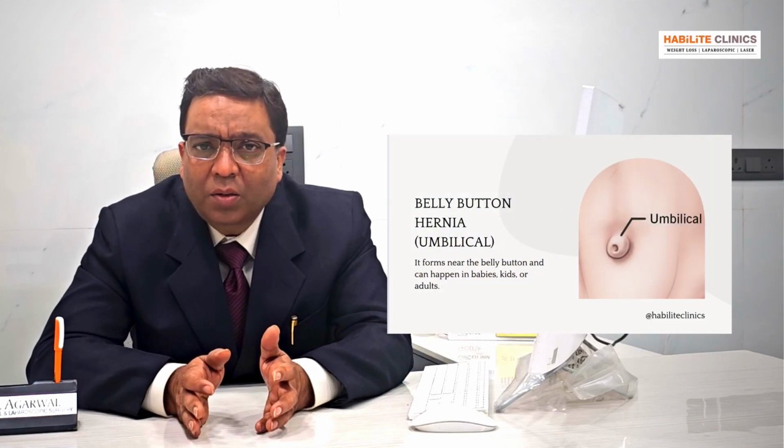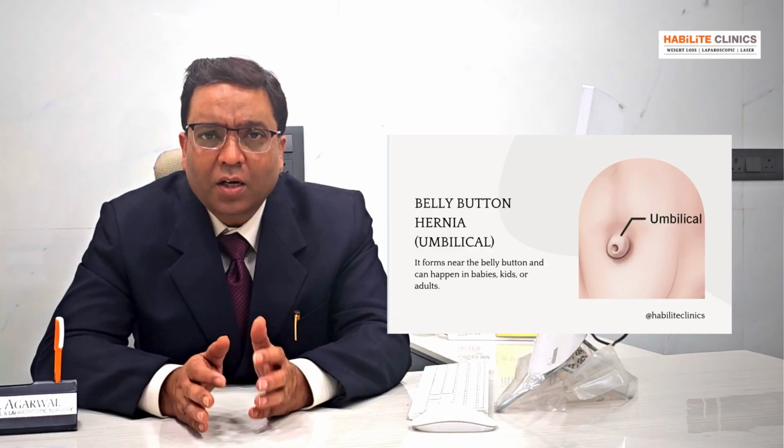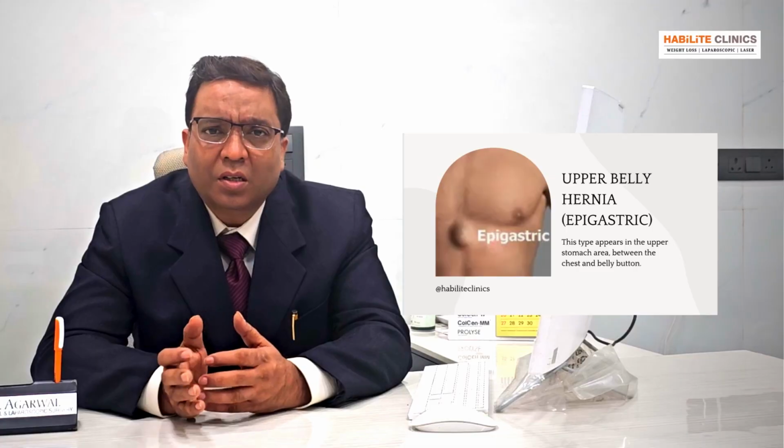The next common hernia is the umbilical hernia or the belly button hernia. This hernia occurs just above the umbilicus or around the umbilicus. If the hernia occurs between the umbilicus and our sternum or the chest bone, it is known as epigastric hernia.